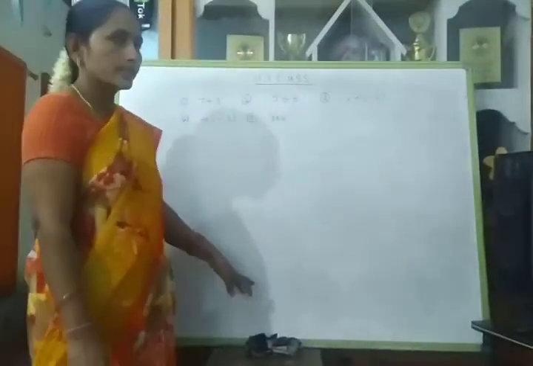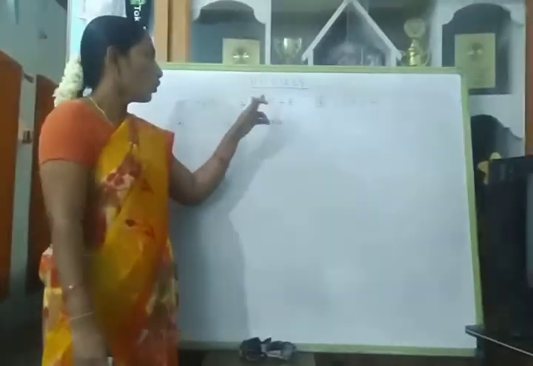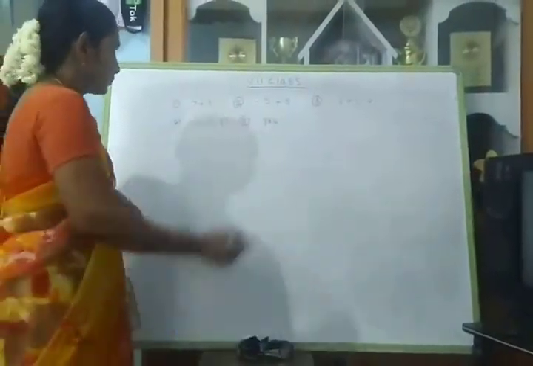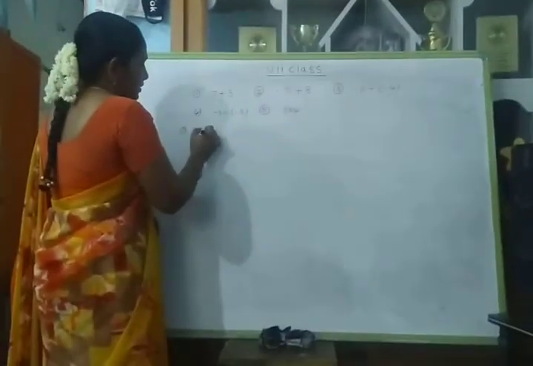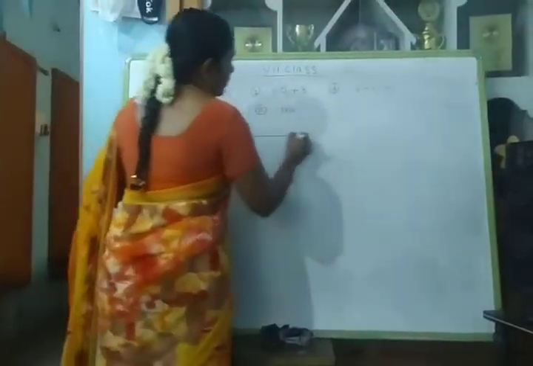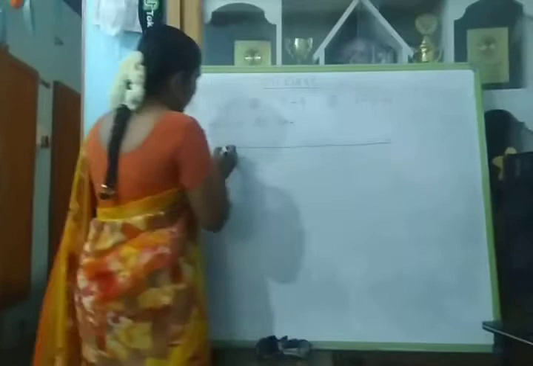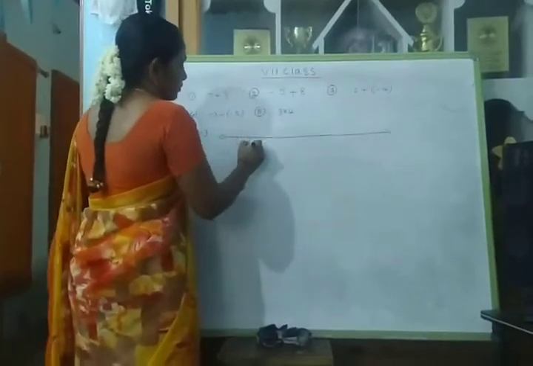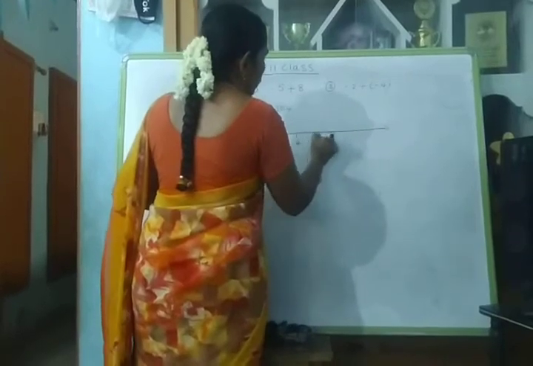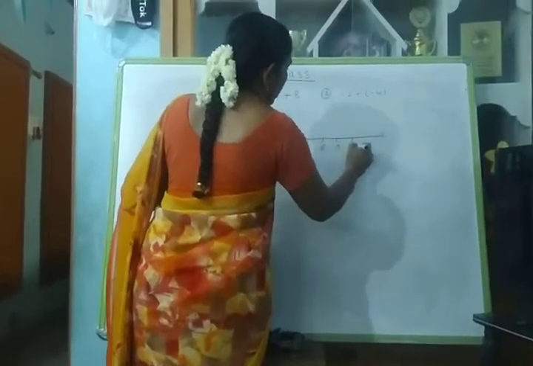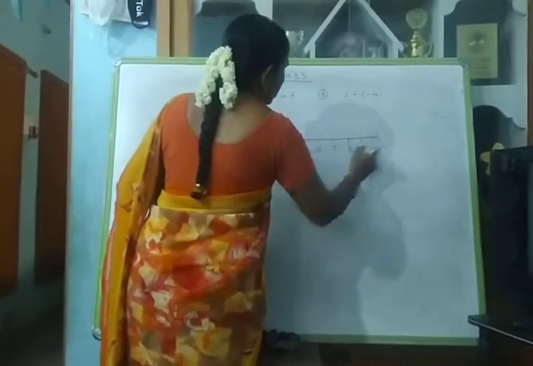Before going to today's class, yesterday I gave homework problems on representing on the number line. The first one I gave was 7 plus 3. How will we represent it on the number line? 0, 1, 2, 3, 4, 5, 6, 7, 8, 9, 10.